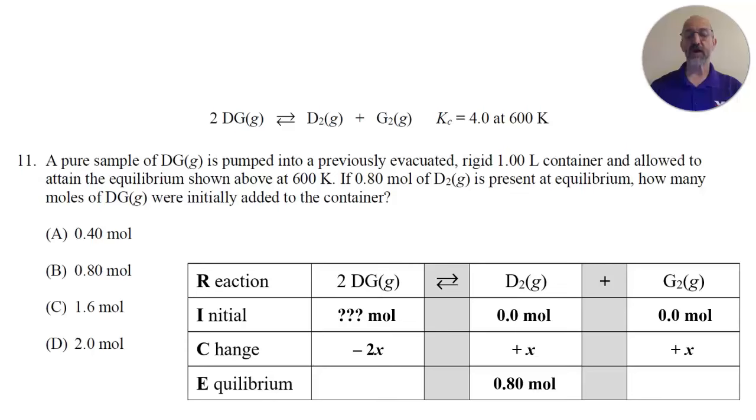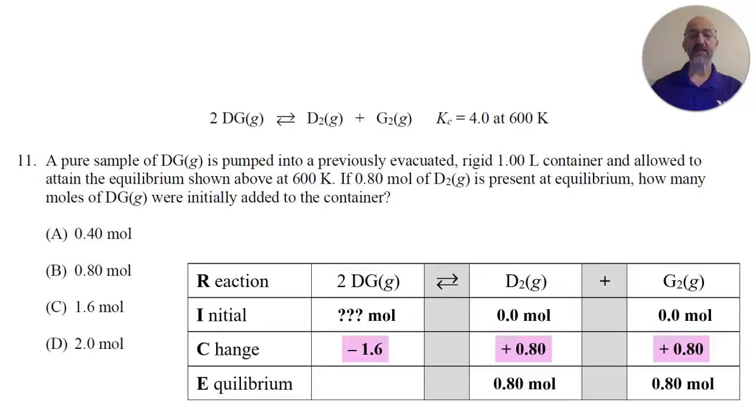That's why it says minus 2x and plus x and plus x in the change row of my RICE table. Now, the ratio of D2 and G2 is 1 to 1, and you can see plus x and plus x. So therefore, we can assume that the number of moles of substance G2 present at equilibrium would also be equal to 0.80 moles. So the change for D2 and the change for G2 is plus 0.8. Now, since 2x is twice as much as x, then 2 times 0.8 would be 1.6. So I can fill in minus 1.6 for the change in the number of moles of substance Dg.